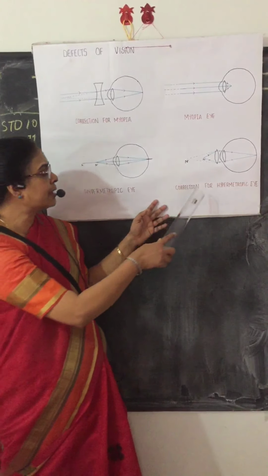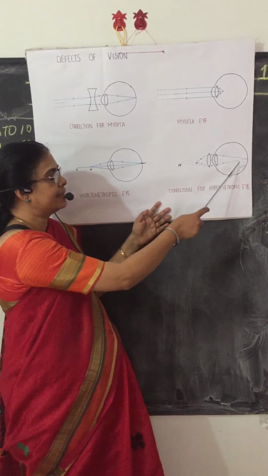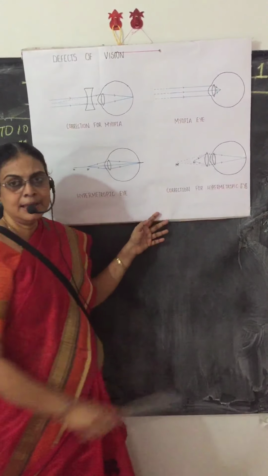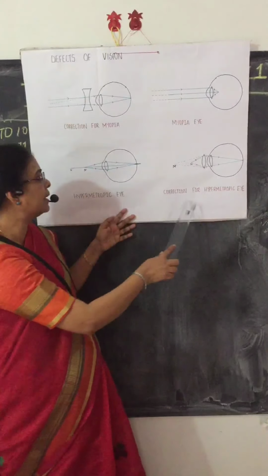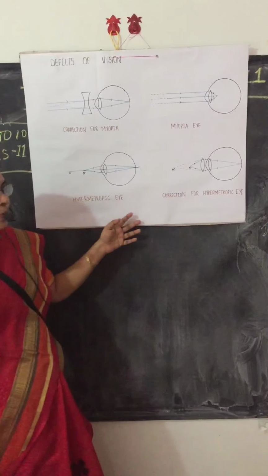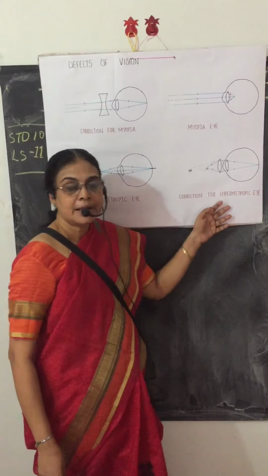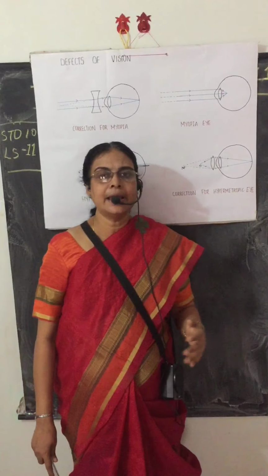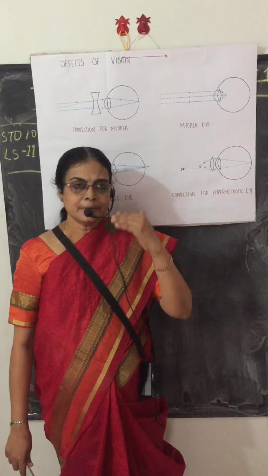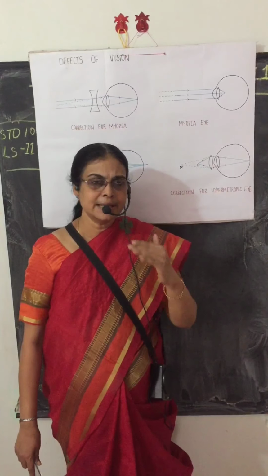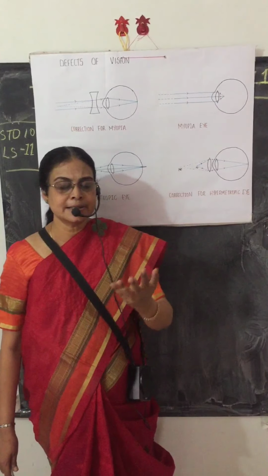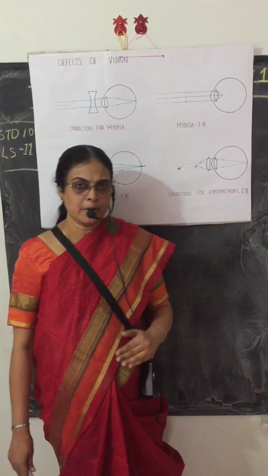So in order to correct that, convex lens is used. If convex lens is used, the image will fall on the retina. So this is how the correction is done for hypermetropia. Now, as people become very old, their ciliary muscles become weak. So for them, they can't see the distant object as well as the close by object.